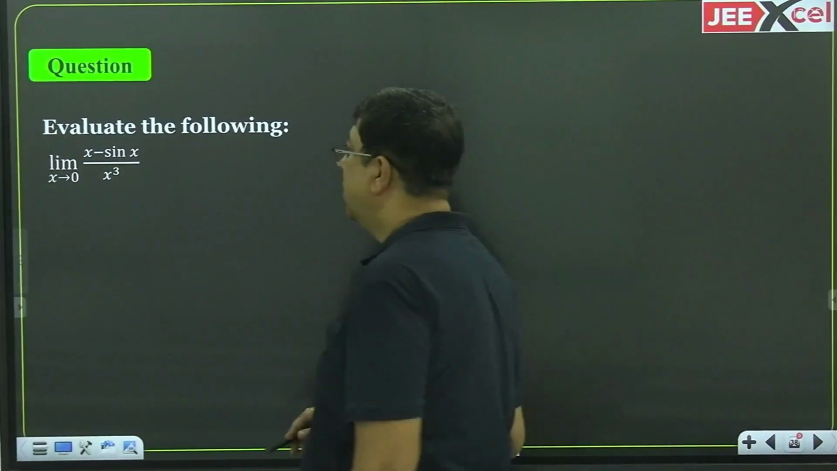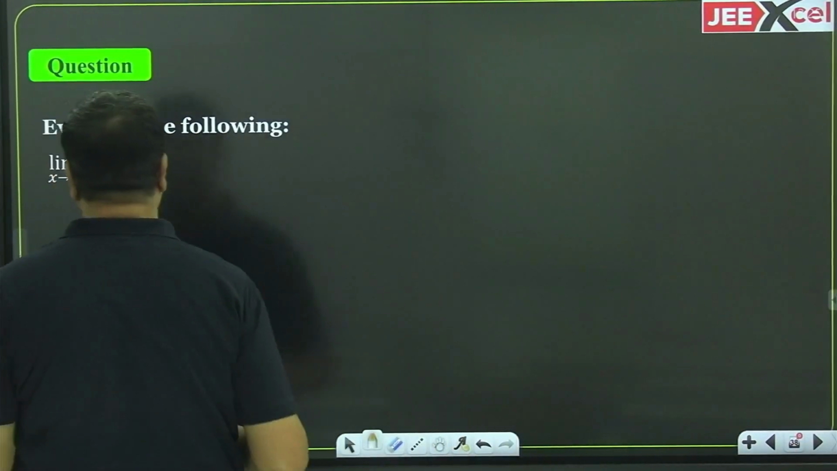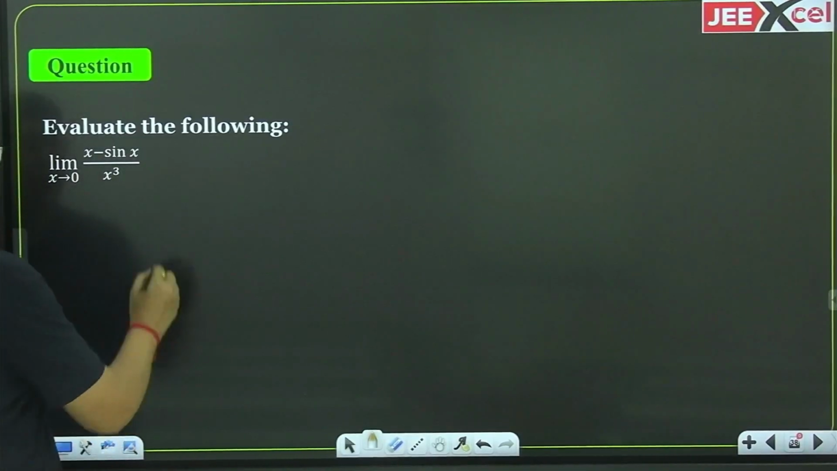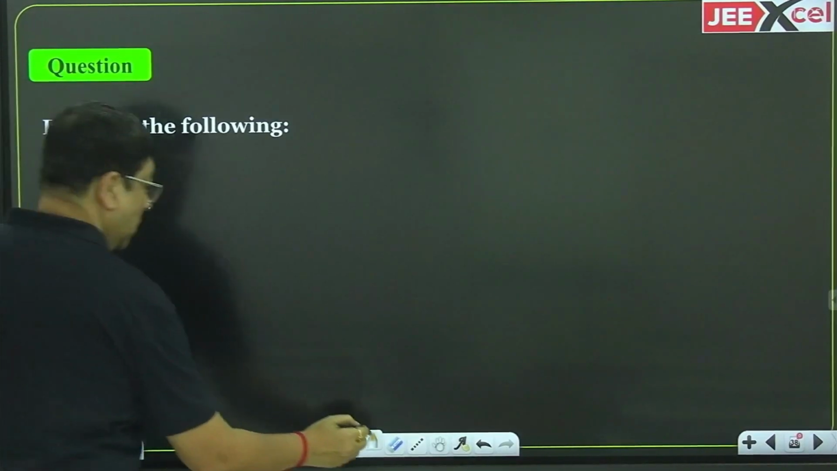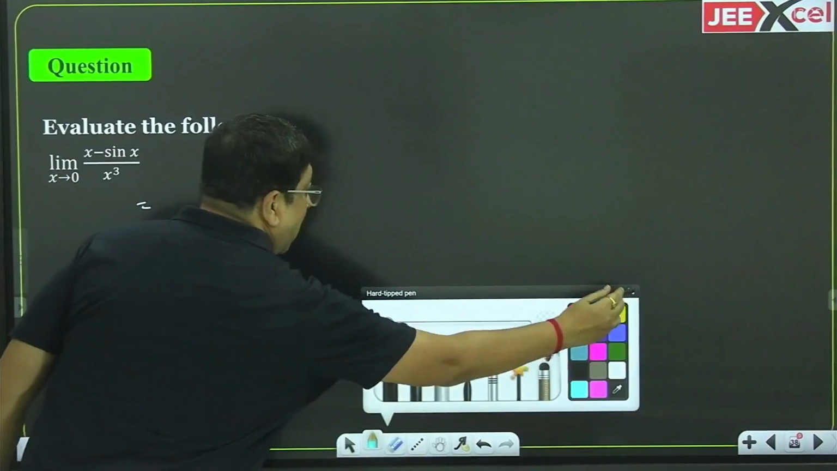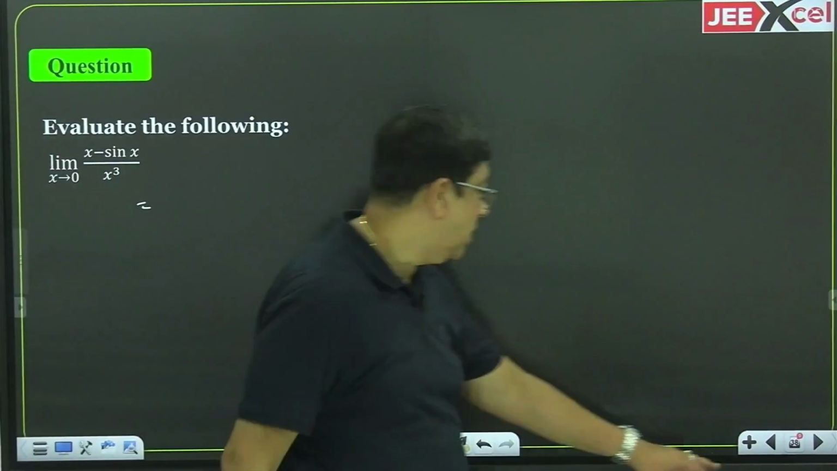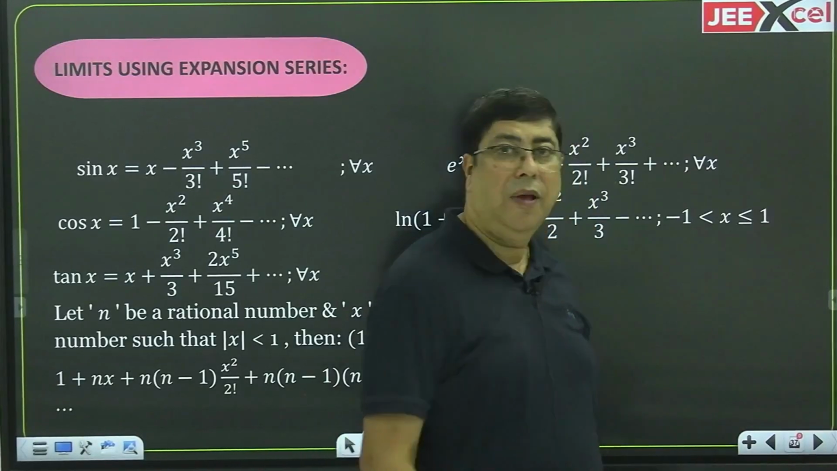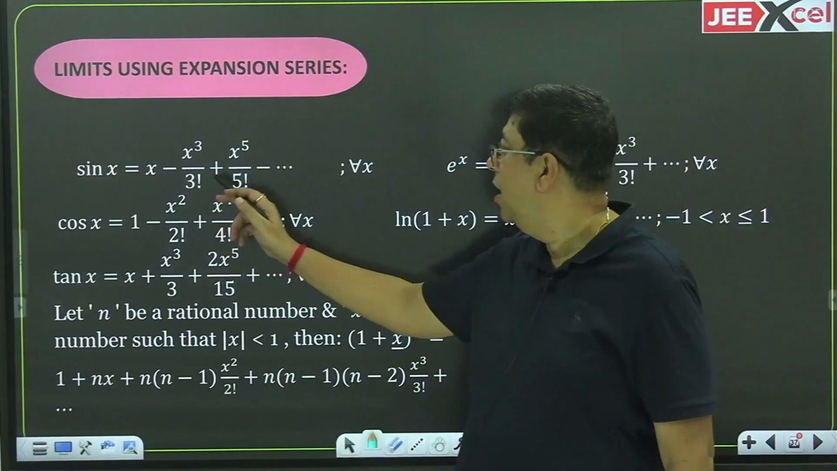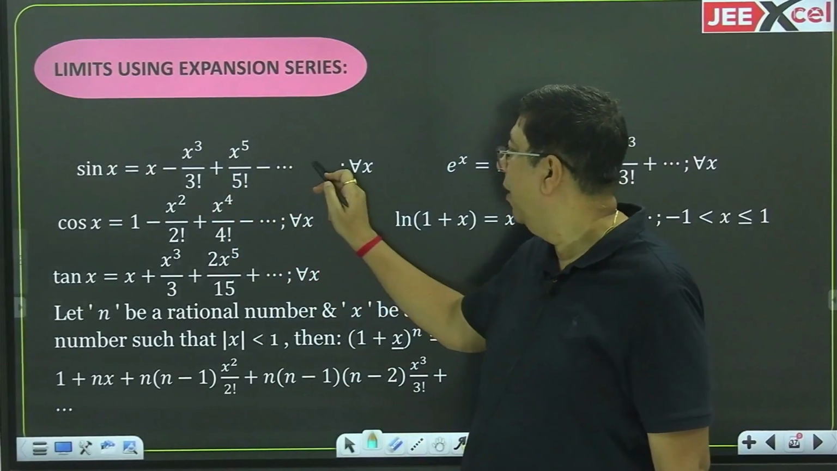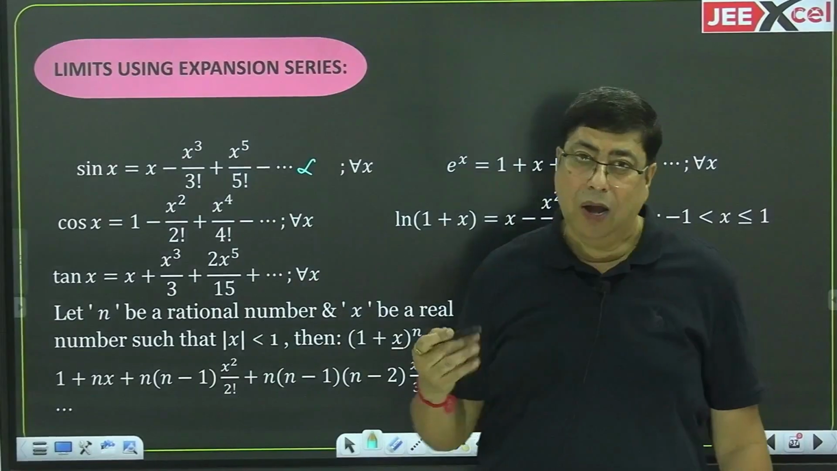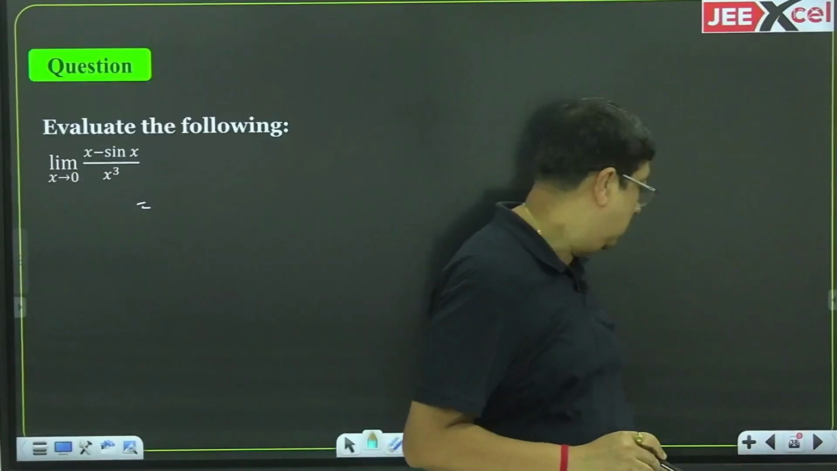जैसे let us apply the series. Limit x tend to 0, sin x by x minus sin x by x cube. कैसे करेंगे ये सम? देखो sin x का सीरीज को अप्लाई करेंगे. sin x का सीरीज एक बार देख लो. x minus x cube by 3 factorial plus x to the power 5 by 5 factorial up to infinity. Okay, all are going towards infinity. These are the infinite series.